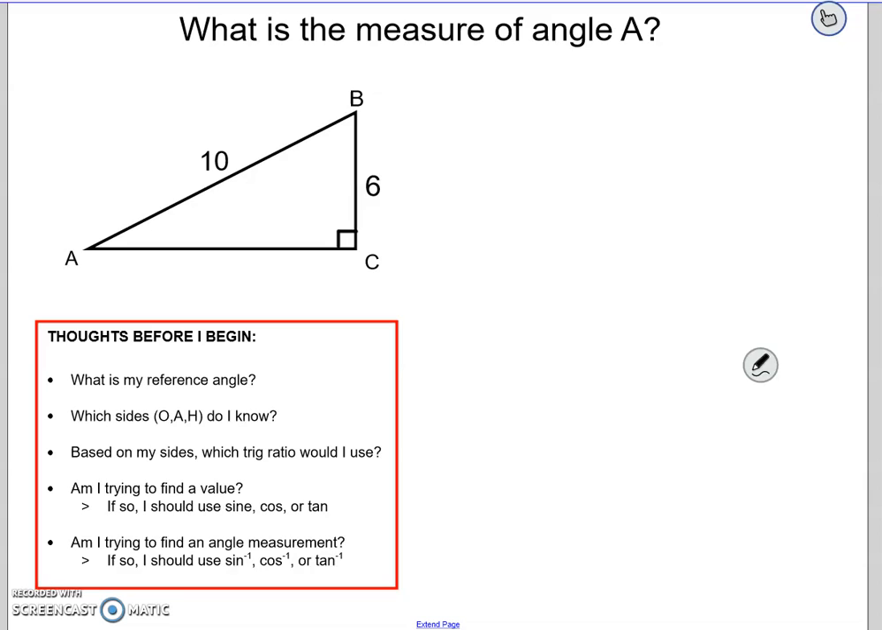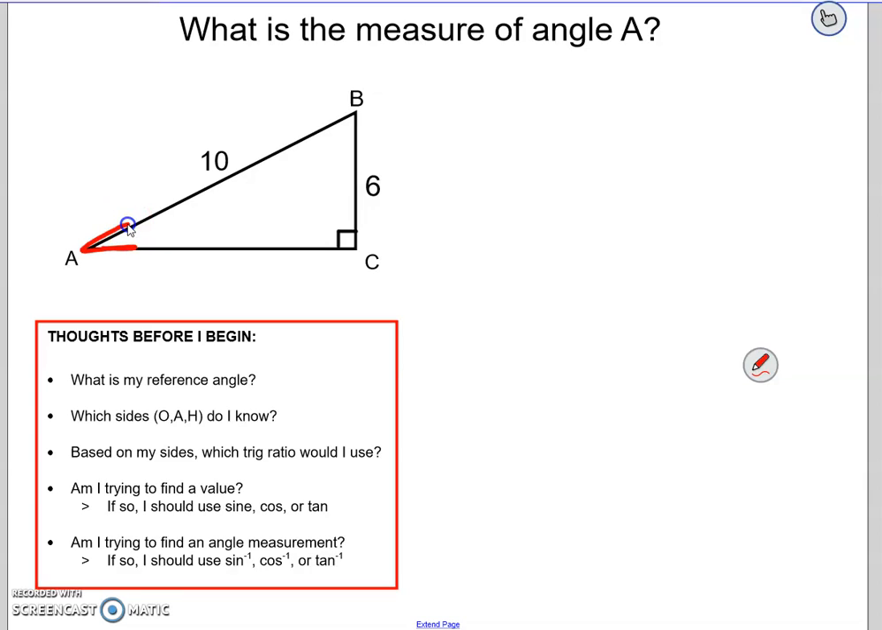In this case, we're looking for the measure of angle A. Before, when we were using trig ratios, we had an angle that we knew about, and it helped us to find side lengths. So here we're using inverse trig ratios, the arc sine or inverse sine or arc cosine or inverse cosine, whatever you want to call it. We're really trying to find a missing angle measurement based on given lengths that we already have. Looking at angle A, that's what we're going to call our reference angle.